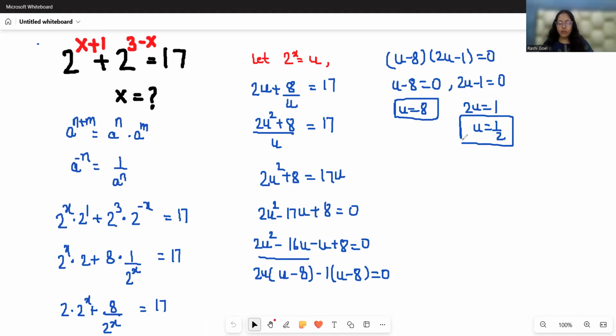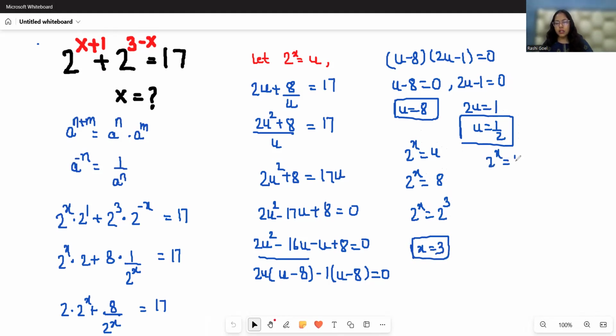So now let's recall, we have taken a substitution. So 2 power x equals u. So 2 power x equals 8. So 2 power x equals, we can write it as 2 power 3. Now if we compare both sides, x equals 3 in this case.